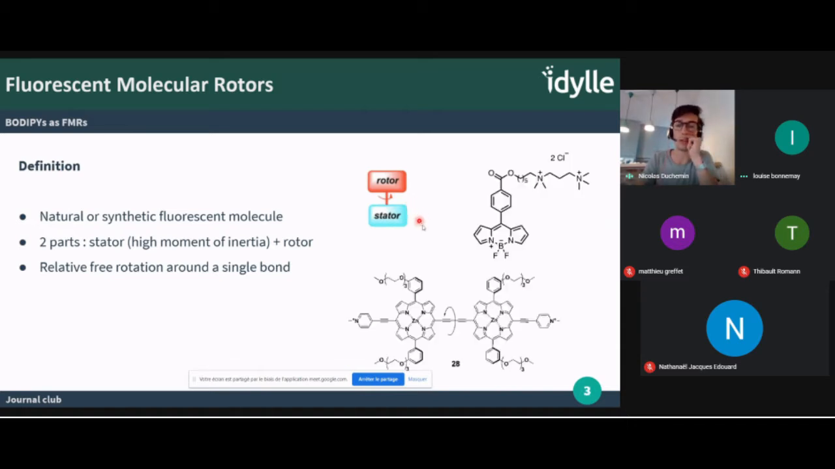So you have a lot of different kinds of examples. Here you have the infamous BODIPY. BODIPY is actually this core, and you can see here that you have the two parts. So you have the rotor. Basically, this one should be the stator, and this one should be the rotor. In certain cases, molecular rotors can be symmetric. It is the case with this gigantic, or actually big, synthetic compound composed of two zinc porphyrin units, and that can freely rotate around this bond between the two alkyne moieties.